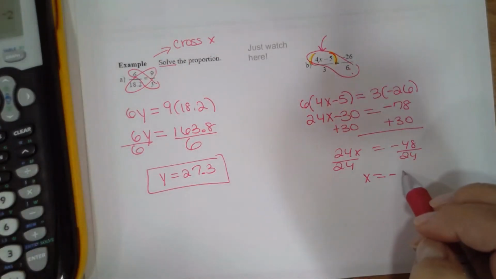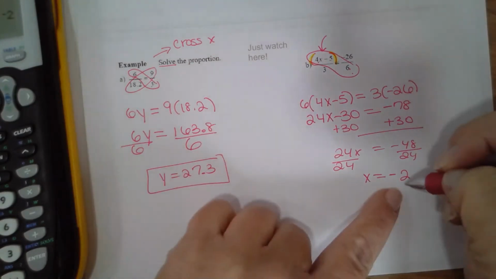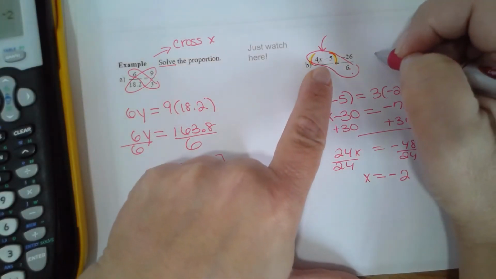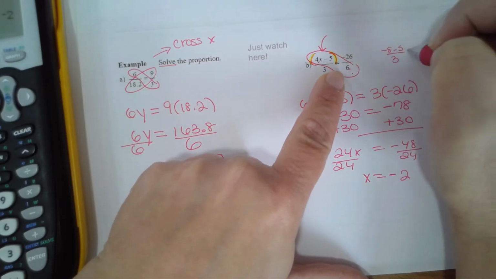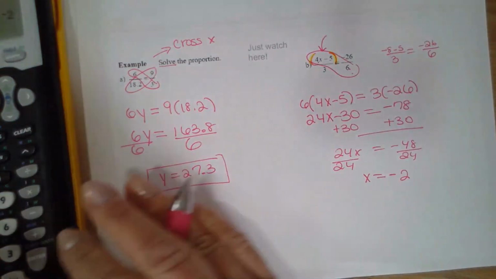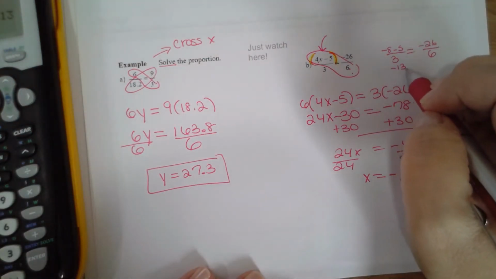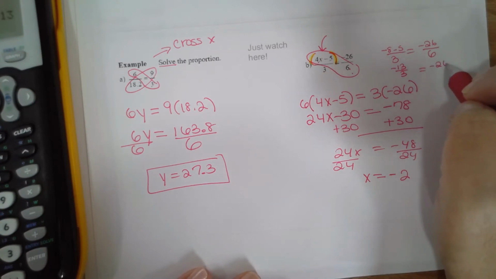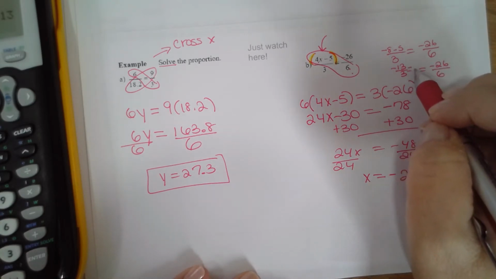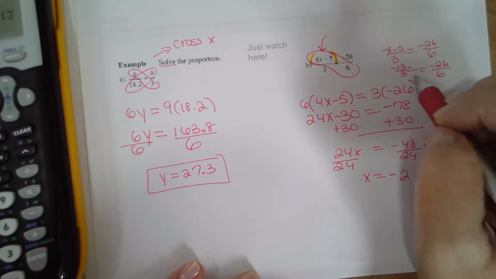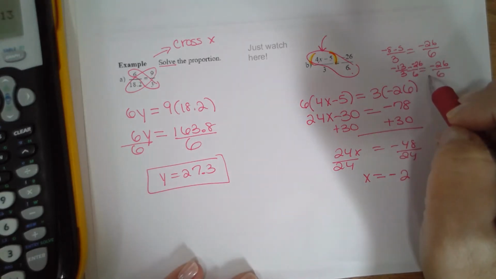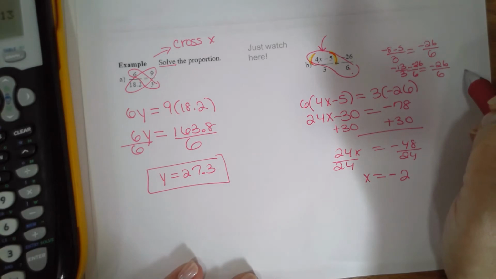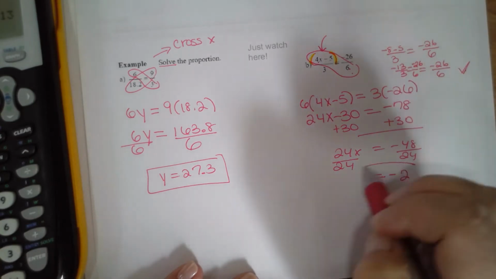And just to show you, right, so if you plug -2 back in, 4 times -2 is -8 minus 5. What is that? -13/3. So if I made this fraction with a denominator of 6, this would become -26. So this just kind of shows you that our proportion is correct when x is -2.